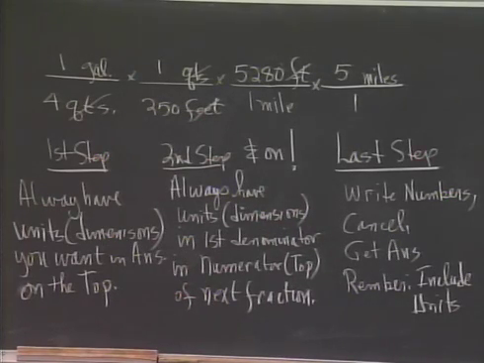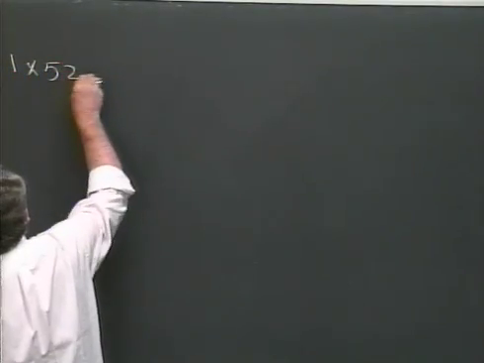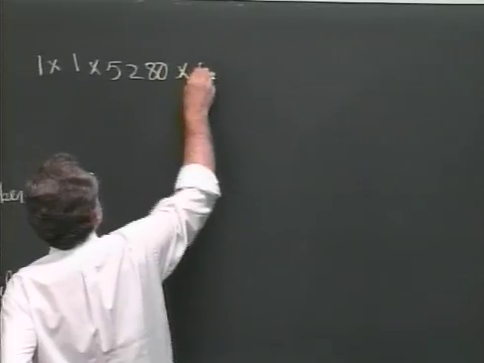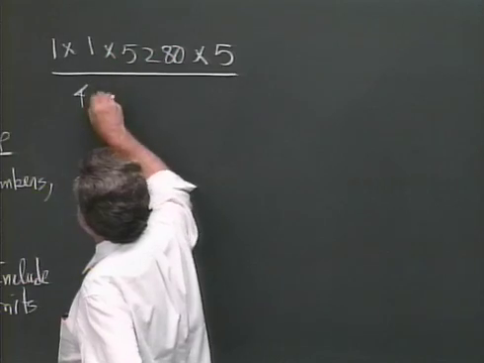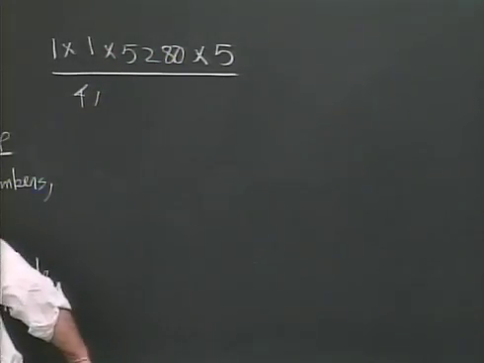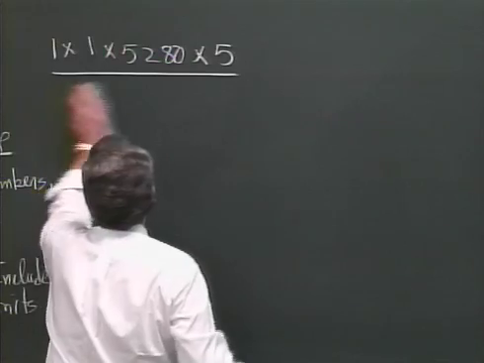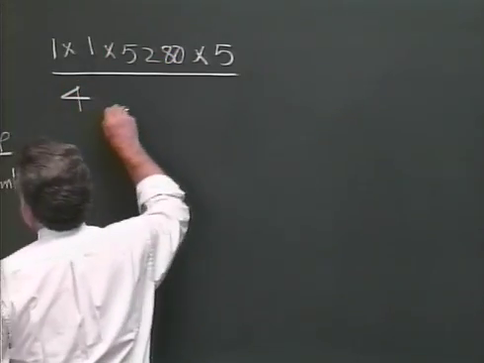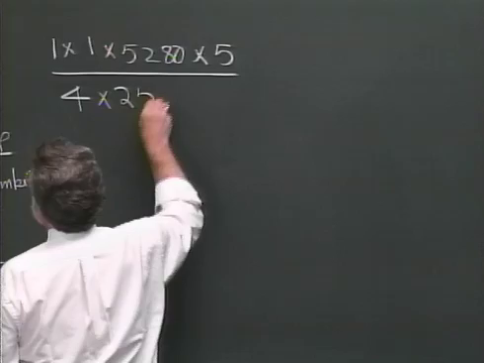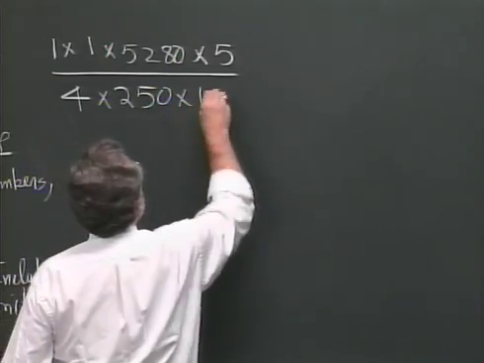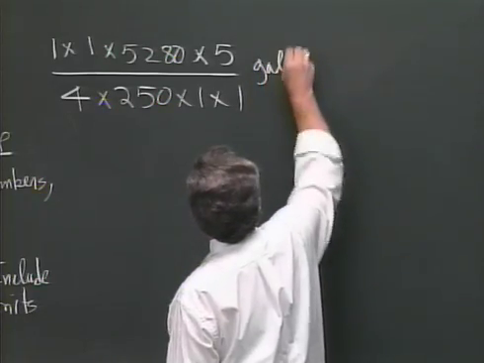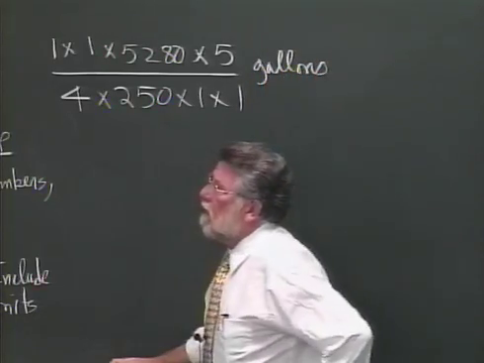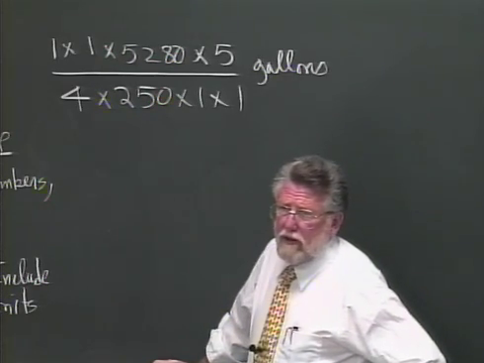So I'll be over here. Next step, 1 times 1 times 5280 times 5 over 4, bad move, that 4 was ridiculously bad, 250 and a 1 and a 1. And this is in what at the end? Must indicate the units. If not, you will be docked for your solution.